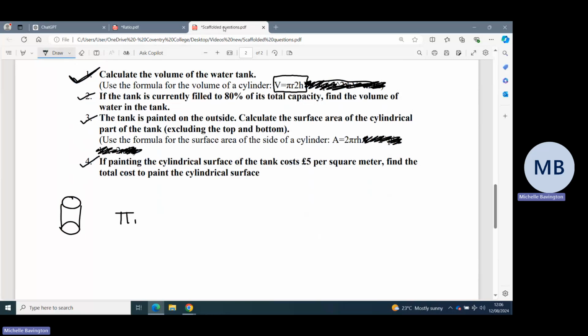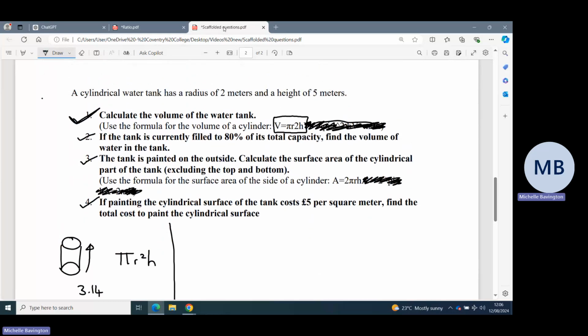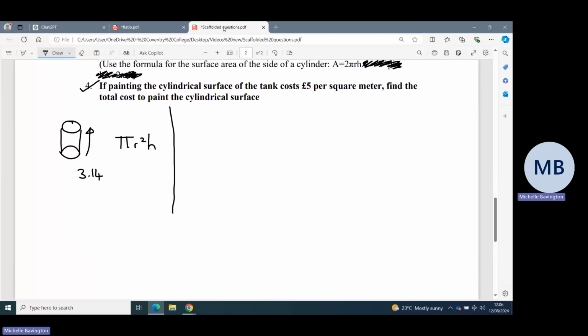I definitely have a circle and I have a height. That will make sense to you if you've watched that video before. Pi, we're going to use 3.14. I'm just going to split this up. And what's my radius? Radius 2 and 5 is my height.